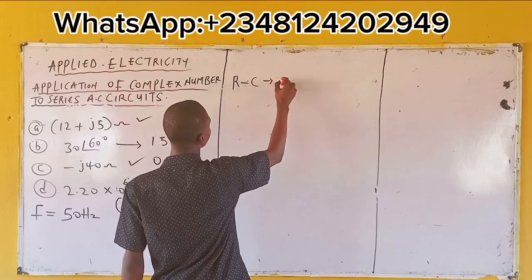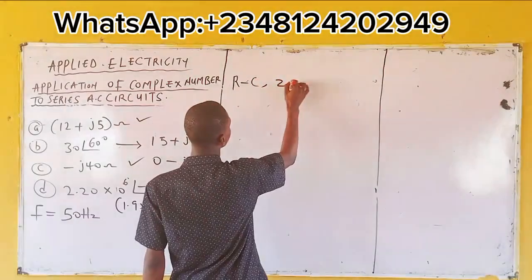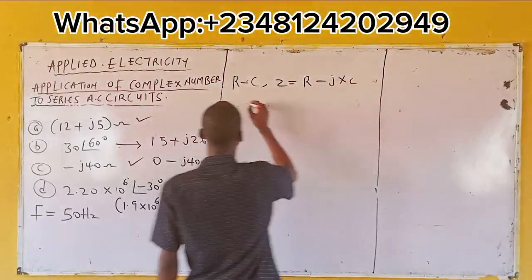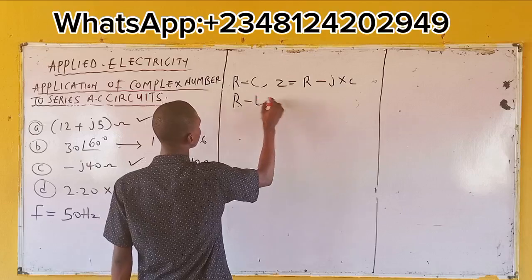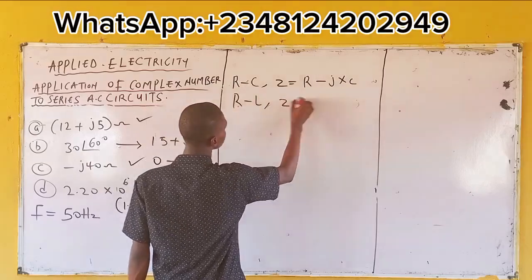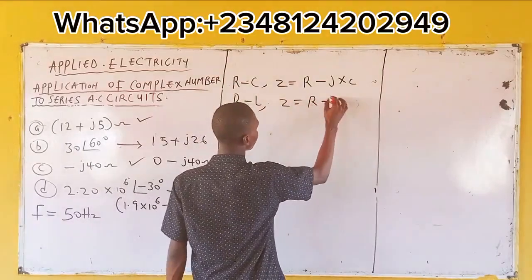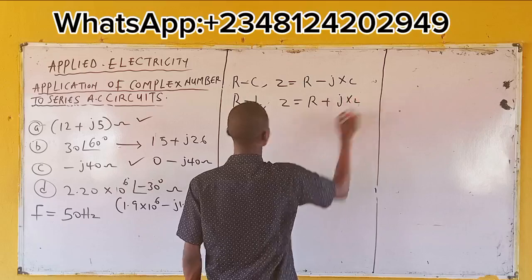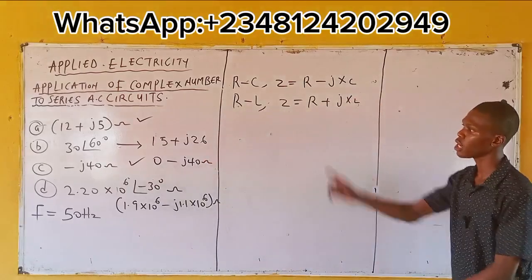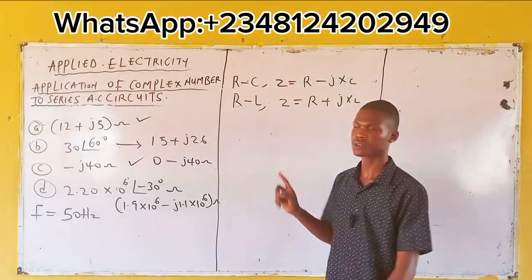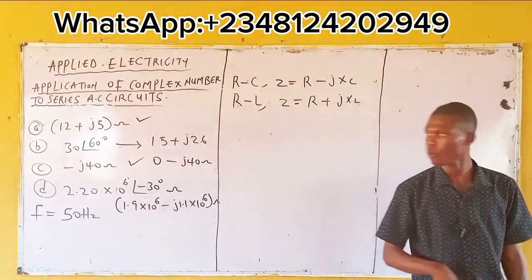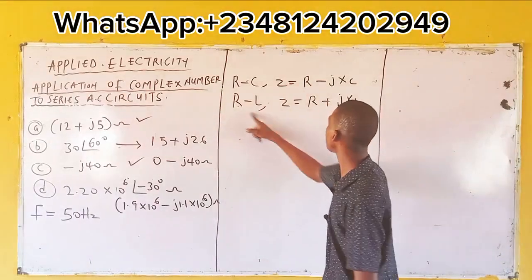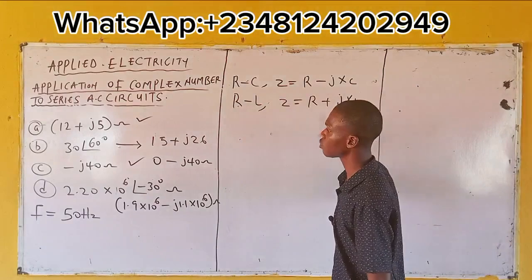Meaning for your RC, what's the formula for impedance? Z is equal to R minus JXC. For RL circuit, what's the formula for impedance? Z is equal to R plus JXL. Now, do comparison. For A, am I using the impedance of RC or RL? RL. Why is it RL? The sign is positive. RL here is positive. RC here is negative.